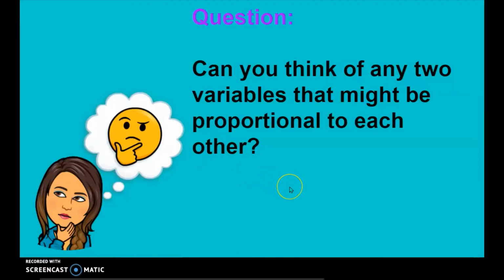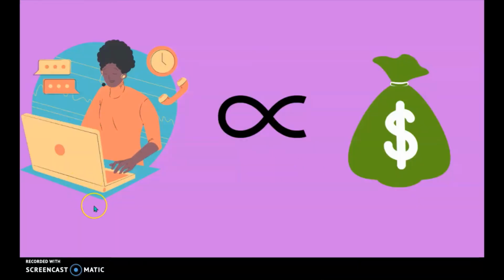Can you think of any two variables that might be proportional to each other? You can pause the video. What about this? Can you figure out what are the two variables here? The hours you work is directly proportional to the money you make.